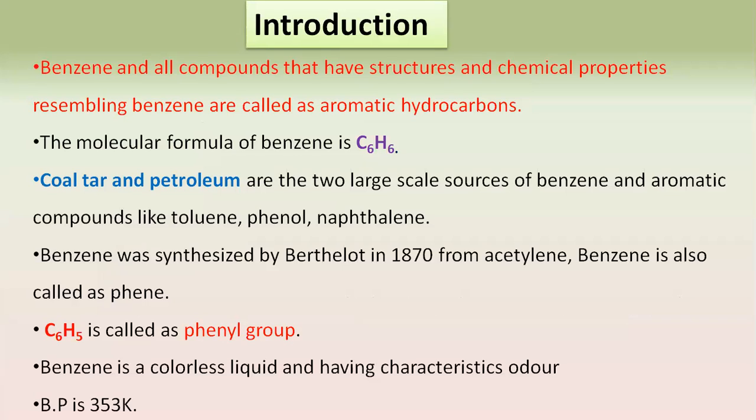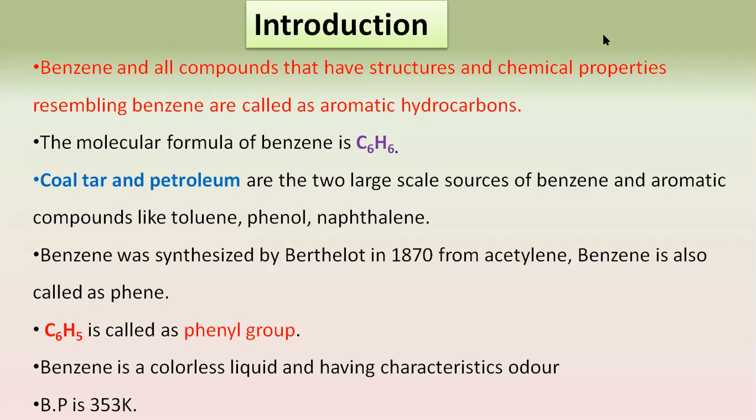Benzene and all compounds that have structures and chemical properties resembling benzene are called aromatic hydrocarbons. The molecular formula of benzene is C6H6. Coal tar and petroleum are two large-scale sources of benzene and aromatic compounds like toluene, phenol, naphthalene. Benzene was synthesized by Berthelot in 1870 from acetylene. Acetylene has the formula CH triple bond CH, and three molecules of acetylene combine together to form benzene.